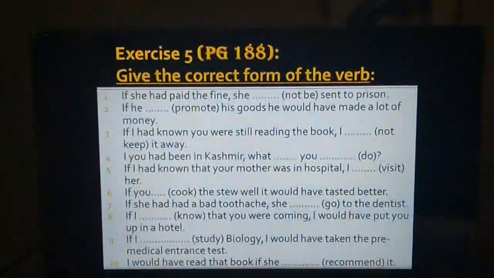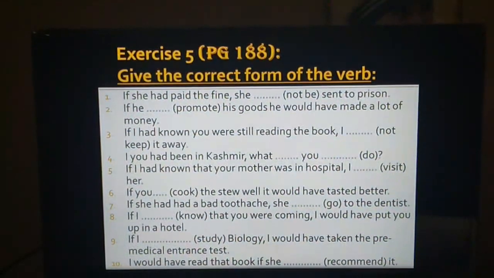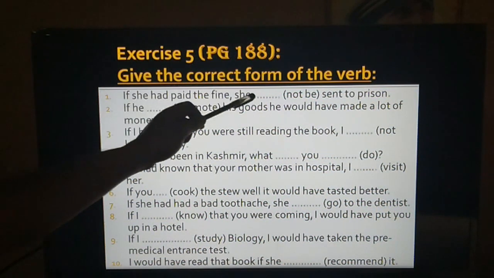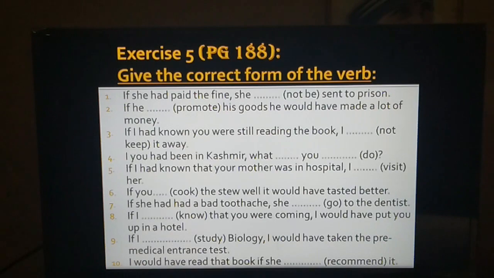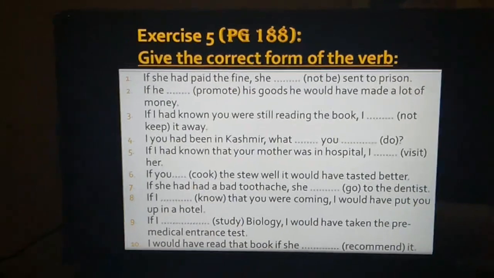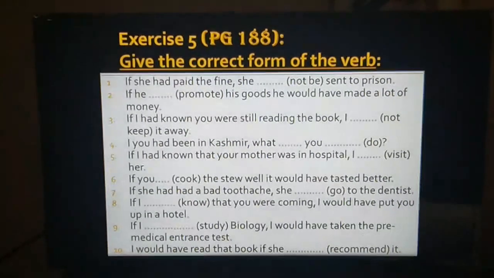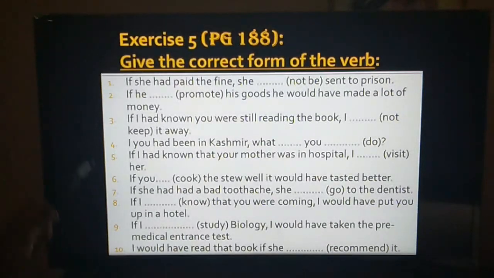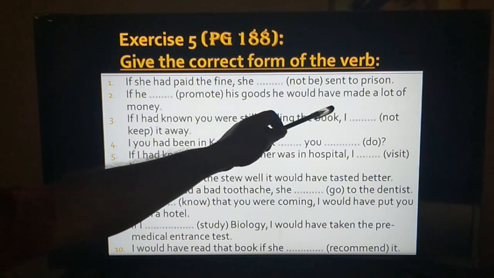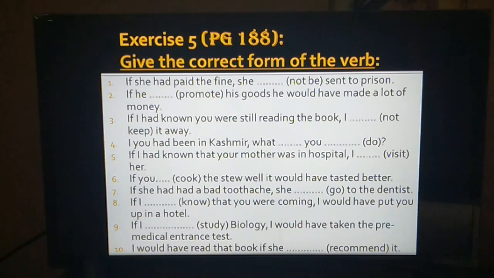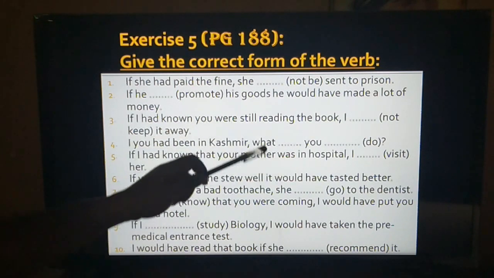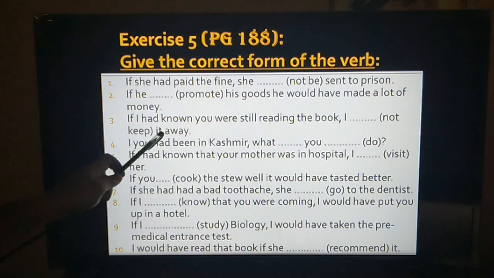So now we have exercises. Exercise 5, page number 188. Give the correct form of the verb. First, if she had paid the fine, she dash not be sent to prison. We will do these exercises here now. Second, if he dash promote his goods, he would have made a lot of money. Third one, if I had known you were still reading the book, I dash not keep it away.